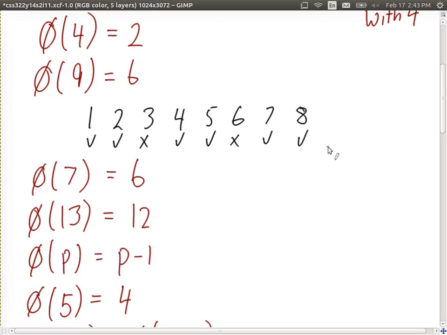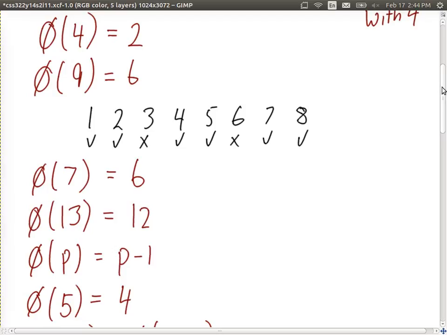But there are some special cases. If our number n is prime, then it's very easy to find the answer, because every number less than a prime is relatively prime with that prime. So the totient of p: if we look at the numbers from 1 up to p minus 1, all of those numbers will be relatively prime with p, therefore the count will be p minus 1. So the totient of a prime number, if we know it's a prime, is very easy to find. It's just that prime minus 1. That's something that can be used to make our life easier to find the totient.